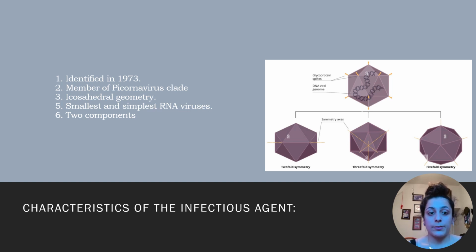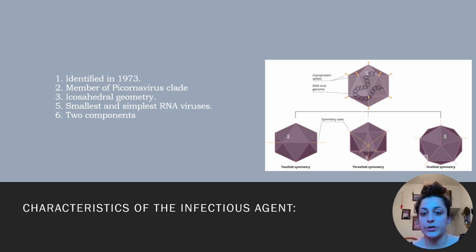So, hepatitis A belongs to the picornavirus clade and was initially discovered in 1973. The picornavirus clade encompasses any family of the picornaviridae comprising single-stranded RNA, and it can be made up of causative agents of polio, encephalomyocarditis, hepatitis A, foot and mouth disease, and hand, foot, and mouth disease.